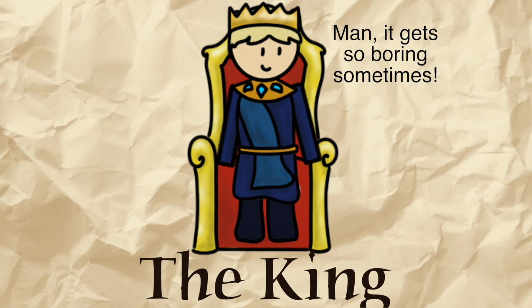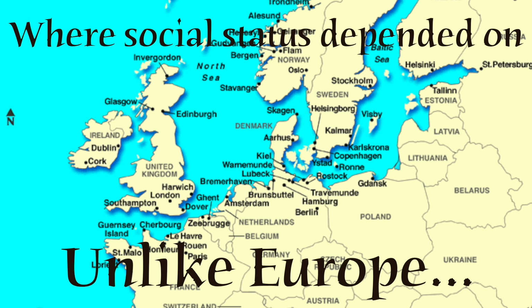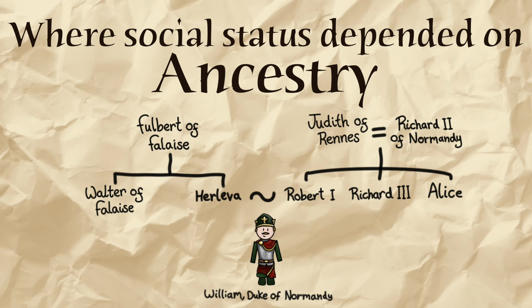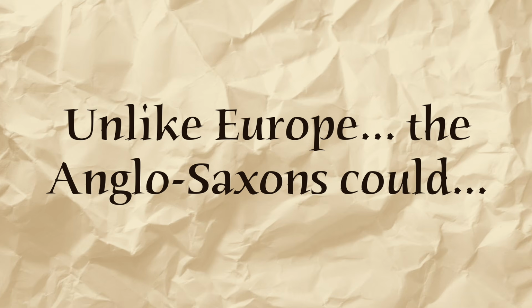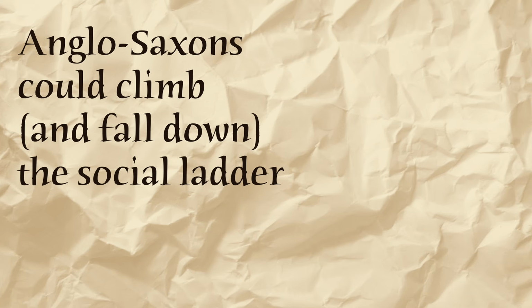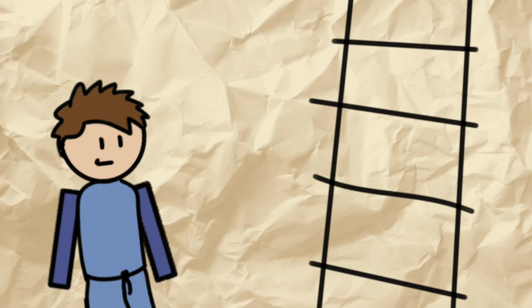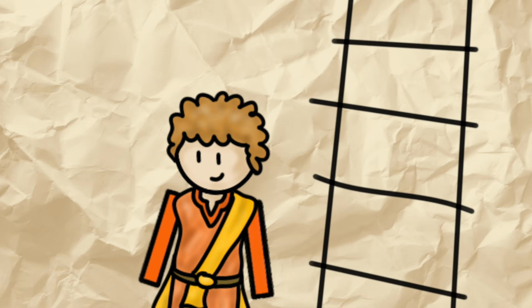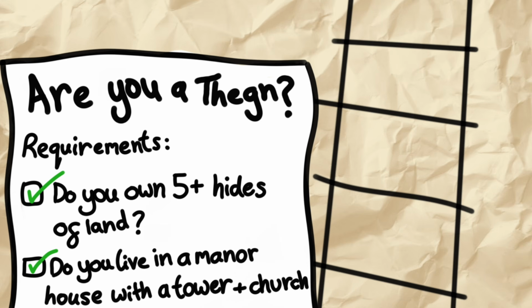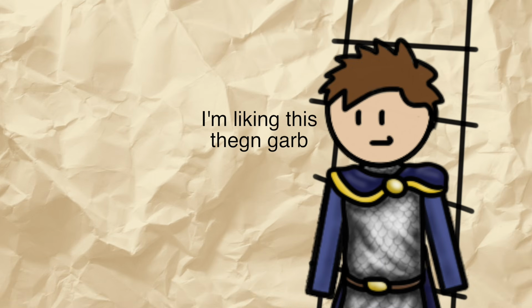Ruled. Unlike the rest of Europe, where social status depended on ancestry, who your parents were and their parents and their parents, in Anglo-Saxon society there was room to move up and down the social ladder. A successful peasant, for instance, or a merchant who made many successful trips in their ship and fitted all the criteria, could become a Thegn.